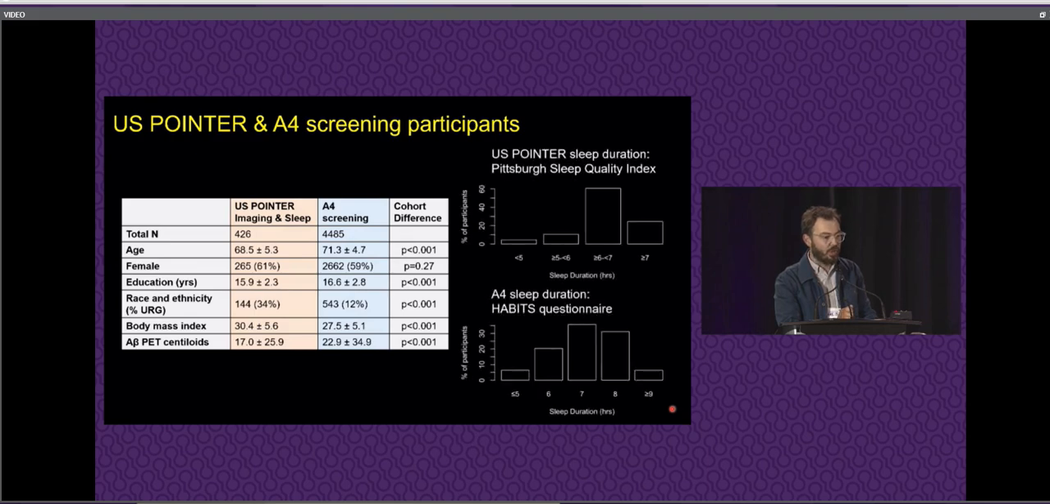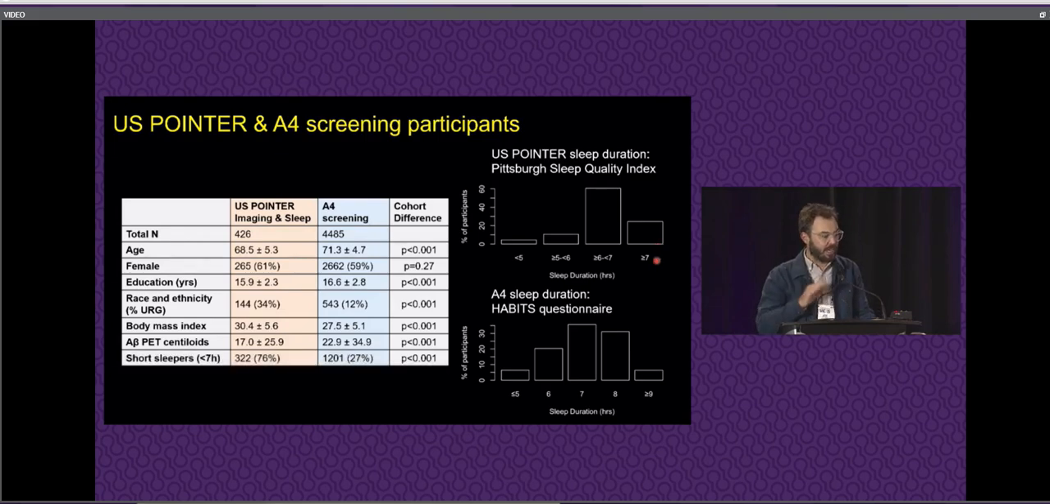The way that sleep was quantified was slightly different across studies. In A4, people just responded with one number, the number of hours of sleep they usually get, whereas in POINTER, this data was available as bins. You can see everyone who slept 7 hours or more was collected in one bin. But what's really interesting, and I think pretty striking, is that in A4, over half of the study is getting 7 or 8 hours of sleep, whereas in POINTER, the 7 or more group is actually less than a quarter of the study.